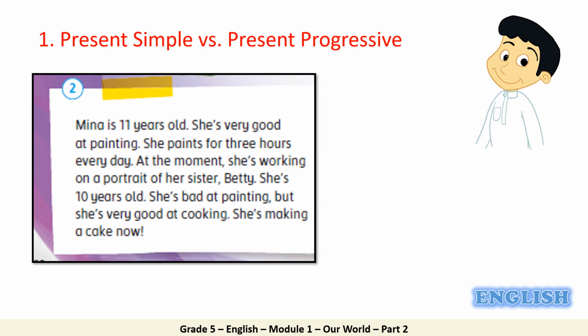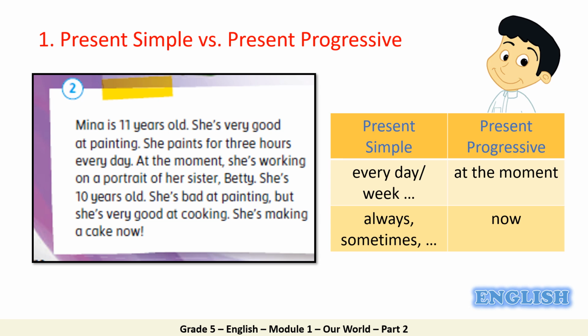Do you remember the difference between the present simple and the present progressive? Look at this verb. She paints. It is a verb in the present tense, but is it simple or progressive? It's simple. How do you know it's simple? Because there is an S at the end of the verb, and there is also the keyword every day. Present simple is used for actions that happen every day or for routines.